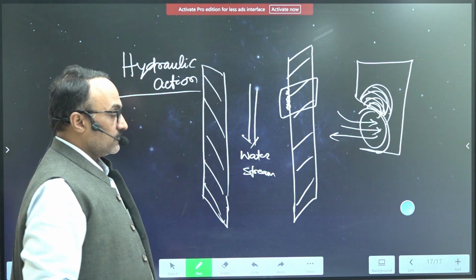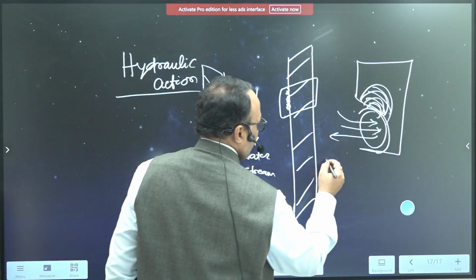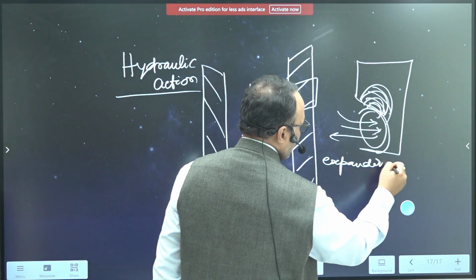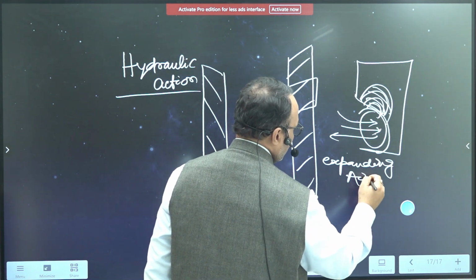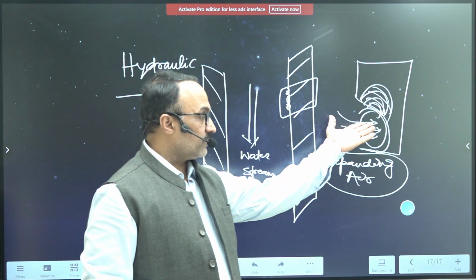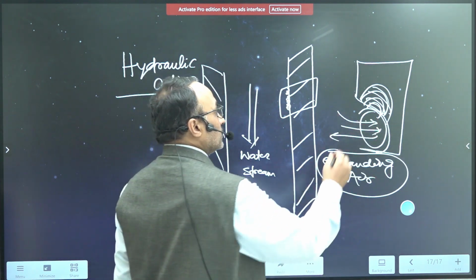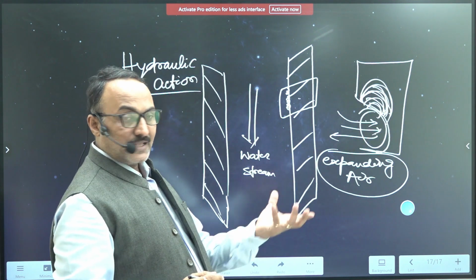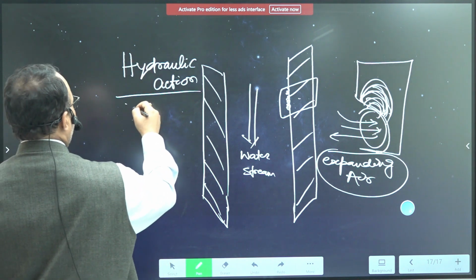So this is the expanding air creating a blasting sound inside the cave, through which the roof of the surrounding wall is broken, and that process is called hydraulic action.